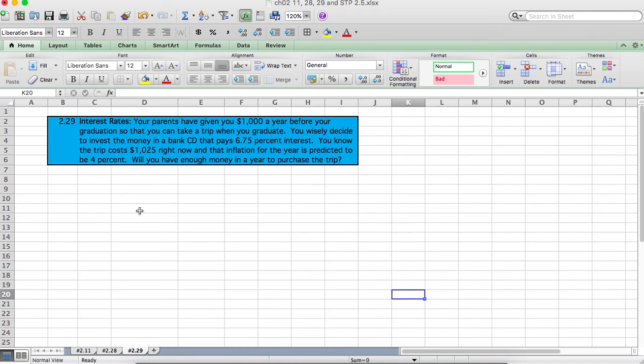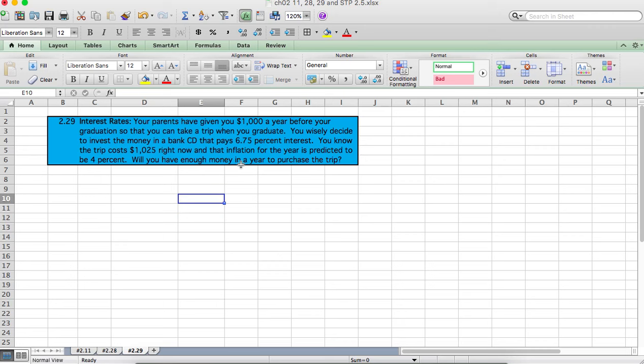Lastly, we're going to do problem 2.29. And it's again about interest rates. Let's assume that your parents give you $1,000 a year before your graduation so that you can take a trip when you graduate. You wisely decide to invest the money in a bank CD, which means certificate of deposit, which is a savings account that pays 6.75% interest, which is like unrealistic nowadays. You know the trip costs $1,025 right now, and that inflation for the year is predicted to be 4%, which is also an unrealistic figure, but just roll with it. Will you have enough money in a year to purchase the trip?